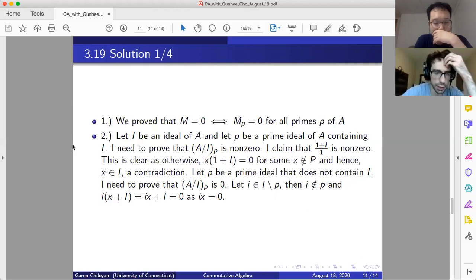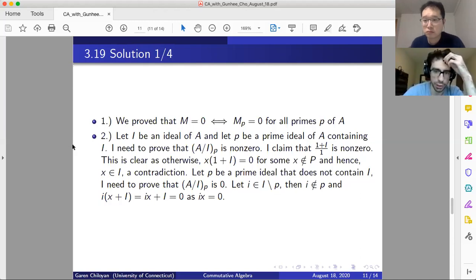So let's say I is an ideal of A and P is a prime ideal of A that contains I. How do you prove A mod I localized at P is non-zero? That's the same as proving the element 1 is non-zero. If 1 plus I over 1 is 0, then there's an element x not in P such that x times 1 plus I is 0. But that means x is in I, but I is contained in P, so you can't be both not in P and in I. That's impossible. So that's one direction.